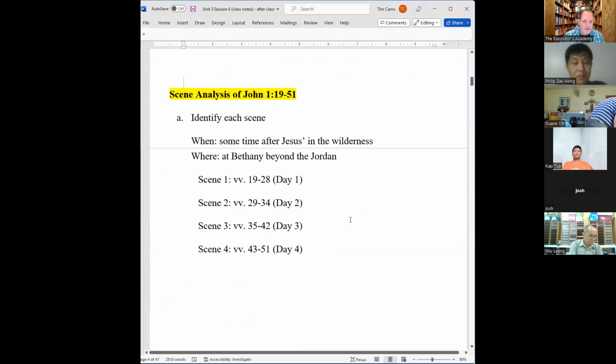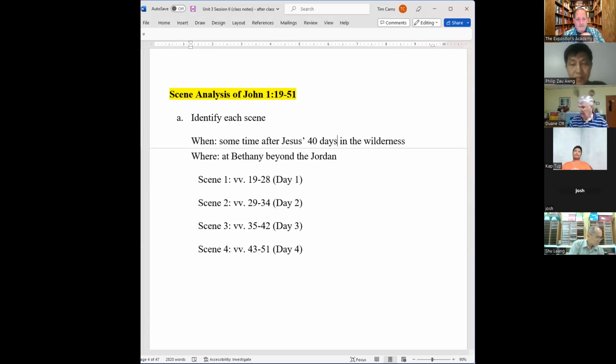We've so far identified each scene. We did that first. And we identified that the location is somewhere in Bethany beyond the Jordan. And in this particular story, it's sometime, probably not long after Jesus's 40 days in the wilderness.